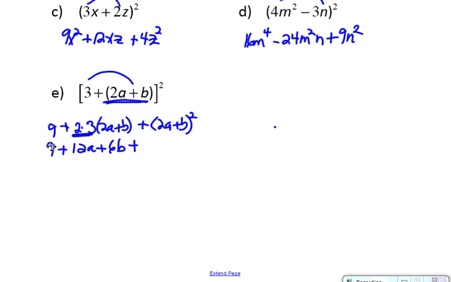So 2a times 2a, that's 4a squared. Then I get 2ab, and I want to double it, so plus 4ab, and then plus b squared. And let's take a minute and see if there's any like terms here. Let's see. I don't know that I see anything that's in common. Do you? Correct me if it's not when you see me in class.